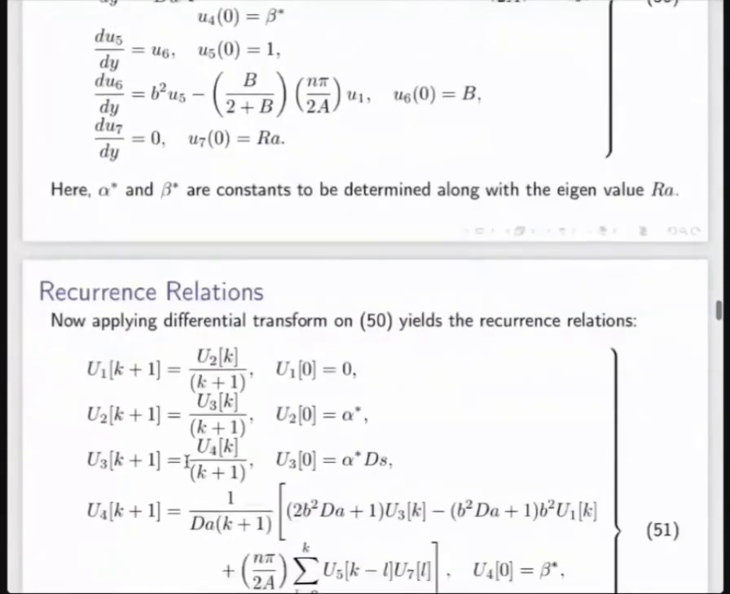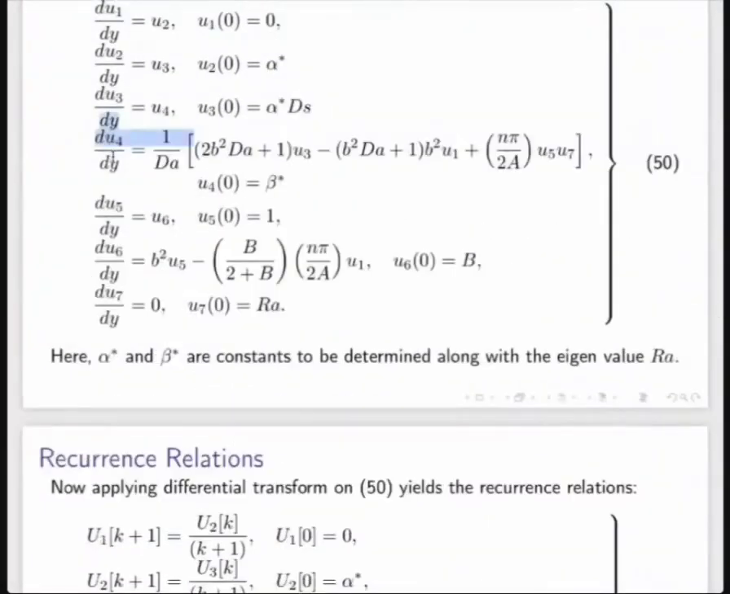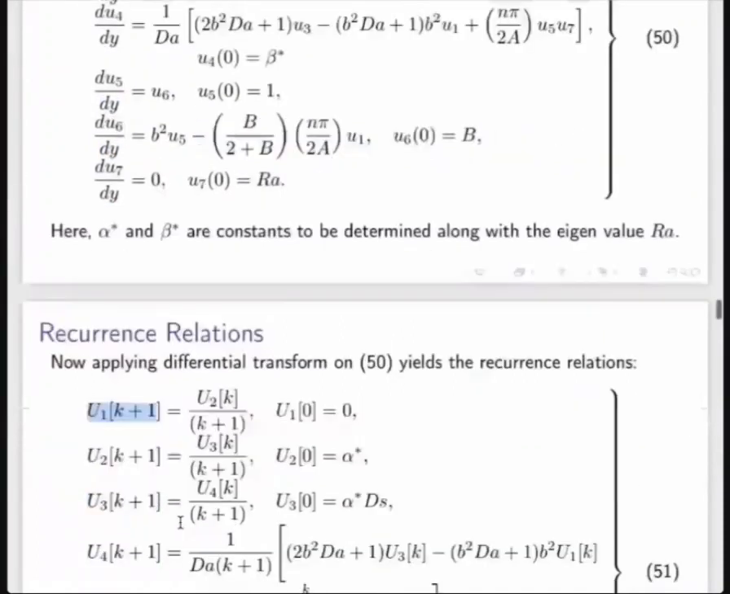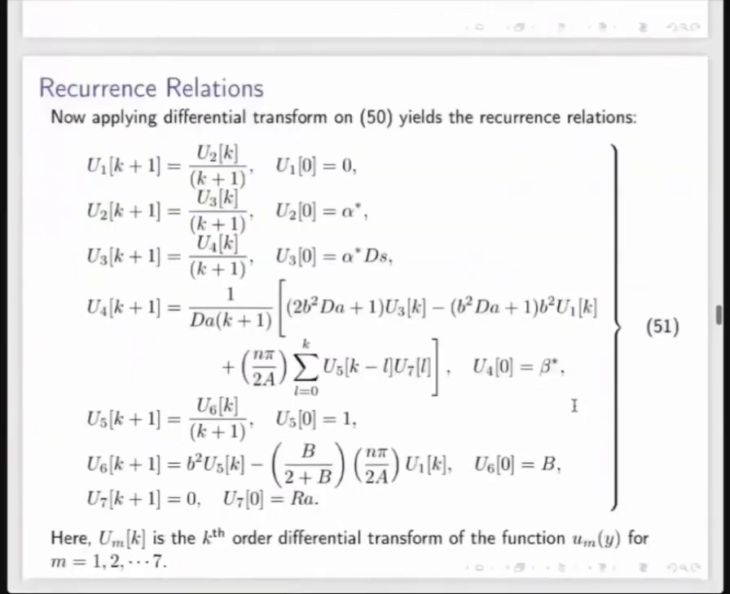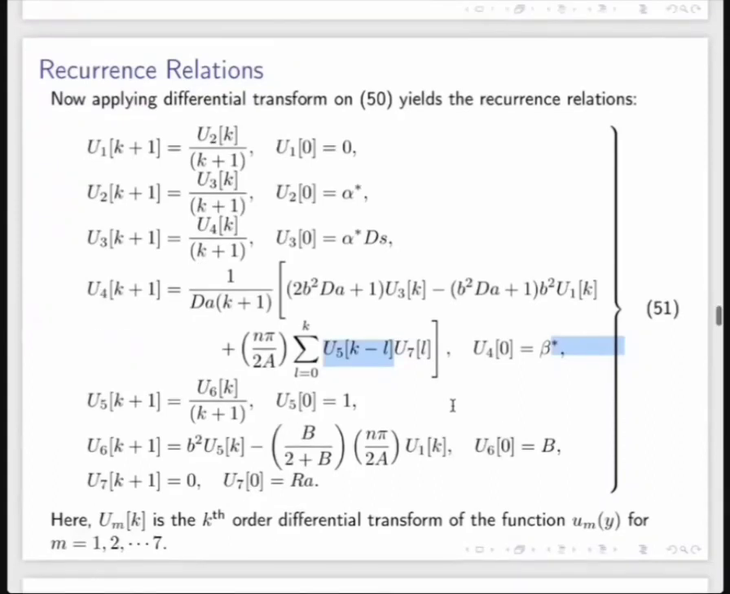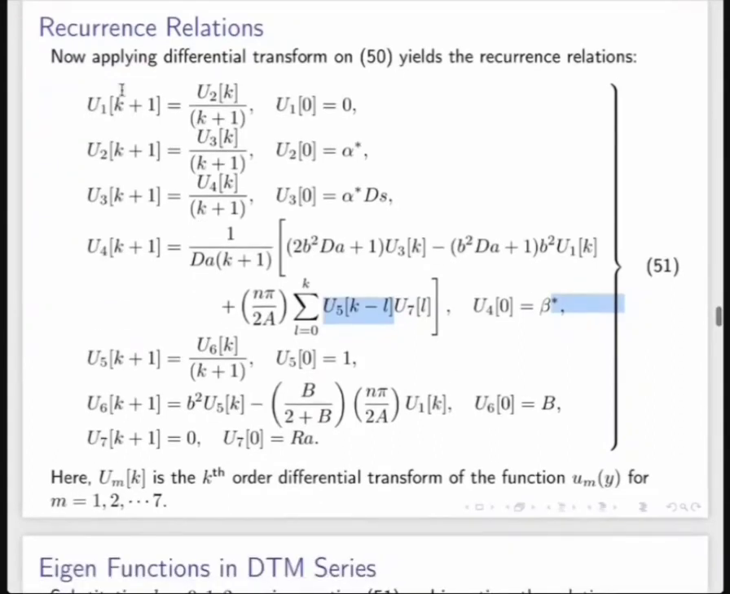Here we have used property number 4 to handle those derivatives, and for handling nonlinearity we have used property number 3, and you see this summation comes in place of that nonlinear term. These are the 7 recurrence relations which we obtain after the application of the differential transform.